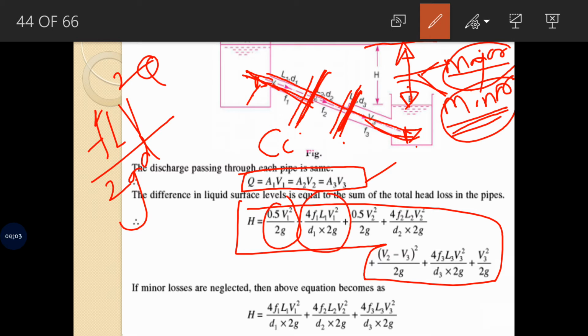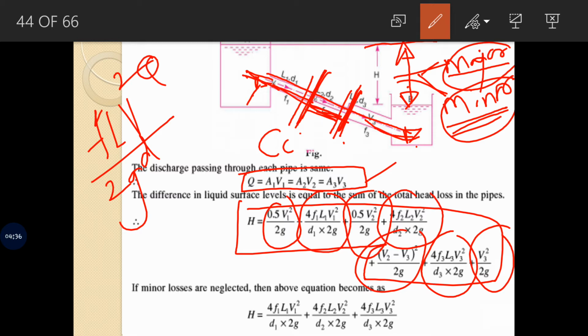Next we are going to have the contraction loss, 0.5 v square by 2g, as the Cc value is not known to us. Next the fluid is again going to flow through pipe number 2, so here we are going to have the frictional loss. Next, the expansion loss. So this is the expansion loss equation. Next is again friction, and last is the exit. All these equations are for the losses which are going to be incorporated.